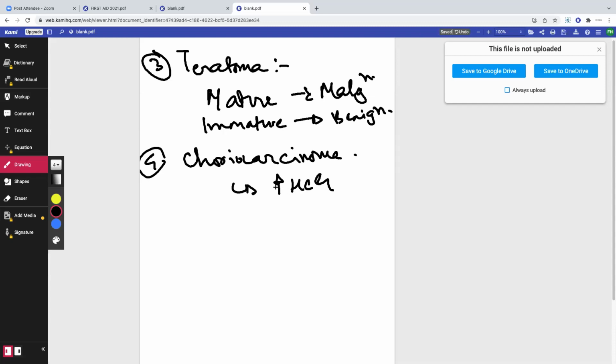If HCG is high, can we also expect these patients to have signs and symptoms of hyperthyroidism? Yes or no? Signs and symptoms of hyperthyroidism. Why? Because the alpha subunit of HCG is identical to that of FSH, LH, and TSH.